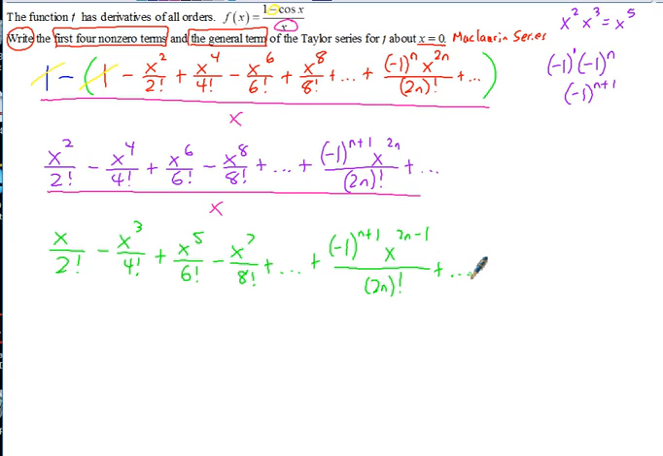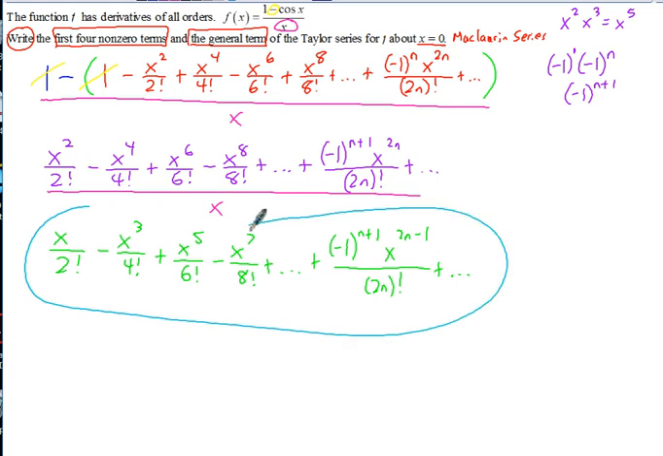Okay, now, something happens here. This is correct. These are our first 4 non-zero terms and the general term. But occasionally what happens when you modify this, notice if you plug in 0, that's going to look like negative 1 to the first. That's negative 1. You'd have x to the negative 1 over 0 factorial. We don't see that one here. So sometimes when you modify it, it will change the starting n value.